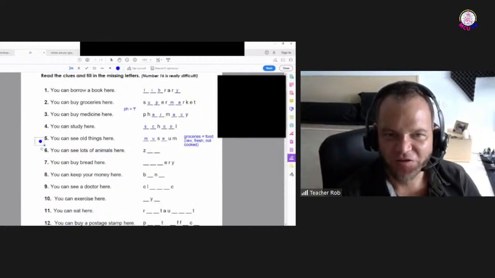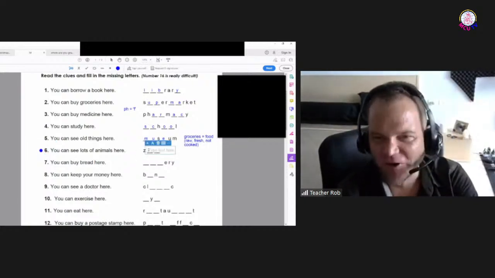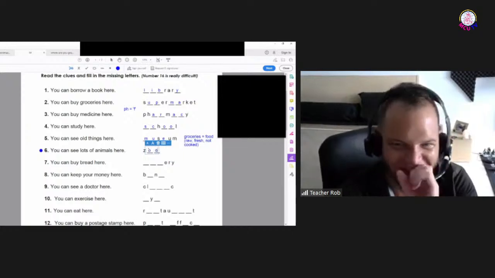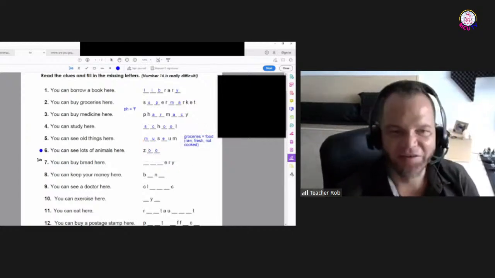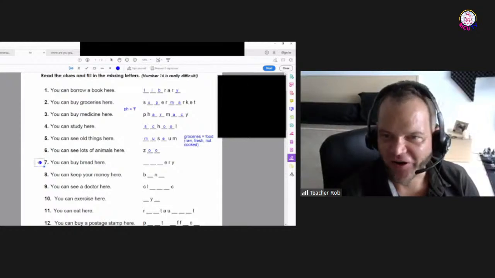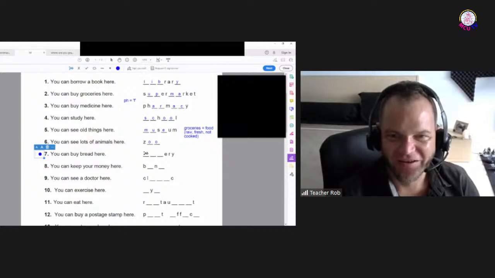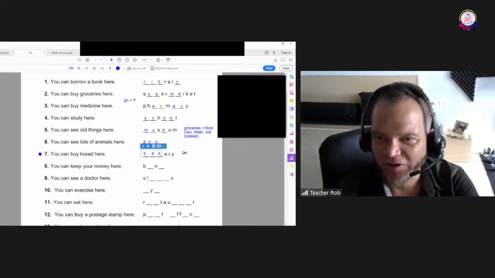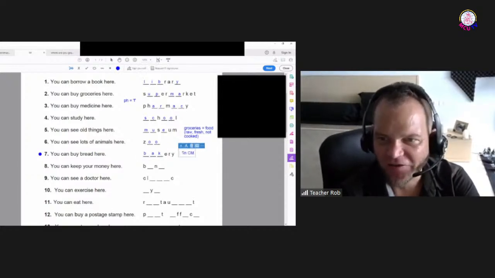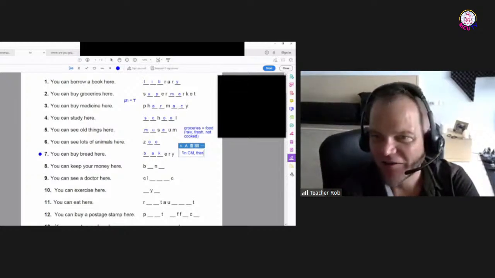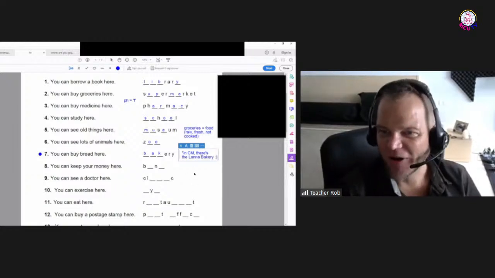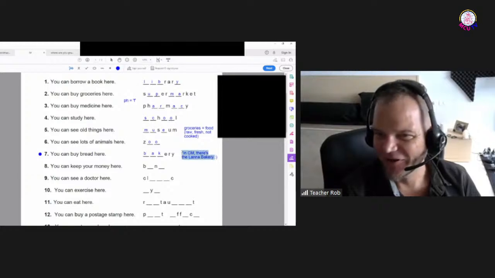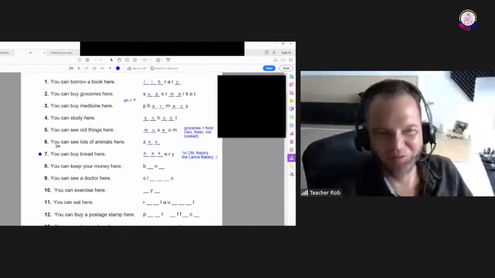Oh, this is an easy one. You can see lots of animals here. Yeah. That was pretty easy since they gave us the Z. It's just zoo. Nice. 7 goes, you can buy bread here. Anybody know this? Bakery. Yeah. I love bakeries. In Chiang Mai, I don't know if anybody's ever been here, there's one of my favorites I've been to a few times called the Lana Bakery. And that's aroy mak, very delicious here in Chiang Mai. But yeah, places you can buy bread, bakery.